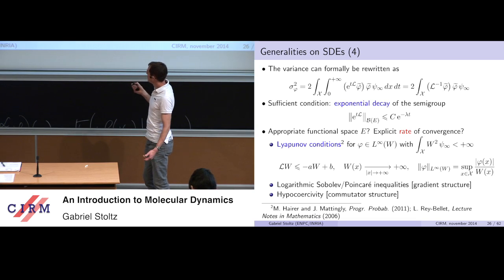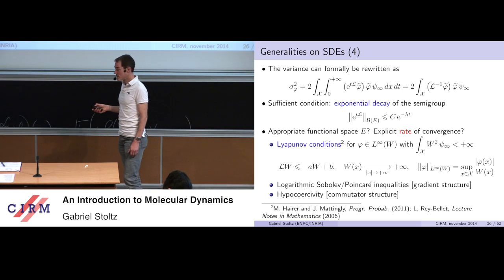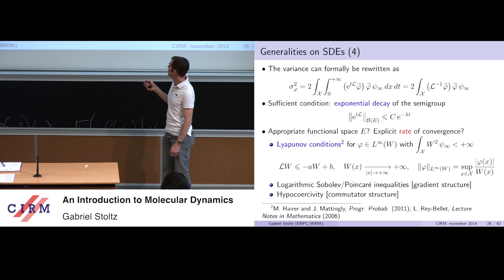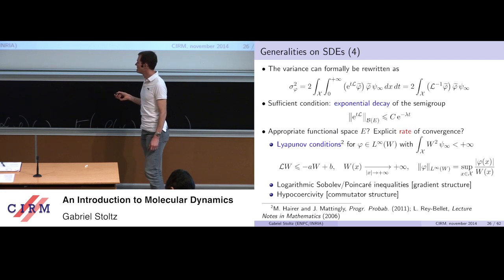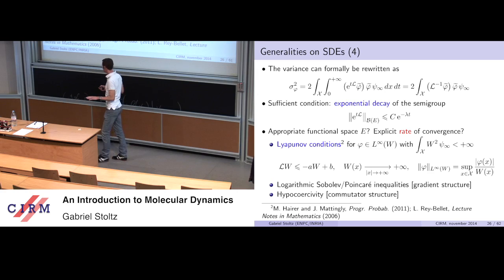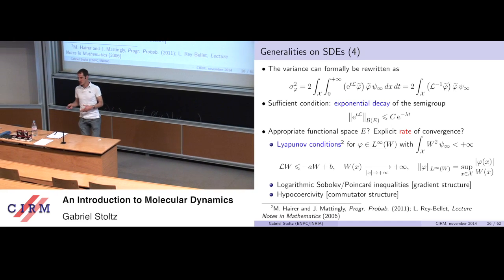There are different functional settings to make it work. The most general setting, when you don't have a structure on your SDE, would be using Lyapunov conditions and so working in weighted L infinity spaces. Well, that's one thing. If you want to know more about that, there are two papers written for people liking spectral theory and more analytical arguments than probabilistic arguments. And so I really recommend them to you if you want to enter the domain. It's much easier to read than the probabilistic paper.